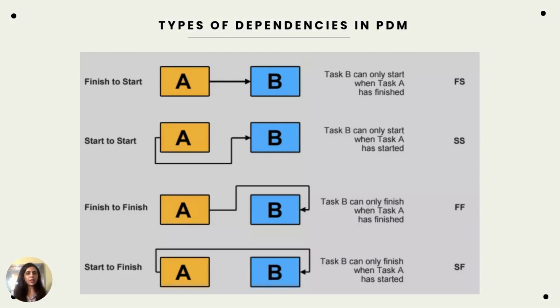Moving on to types of dependencies in precedence diagram method. There are 4 types of dependencies of tasks, which are finish to start, start to start, finish to finish, start to finish. Now let's talk about each one of them. Finish to start is nothing but task A must finish before B starts.